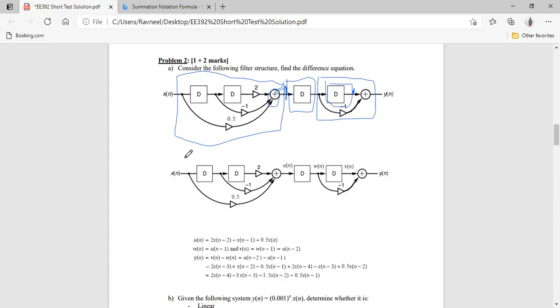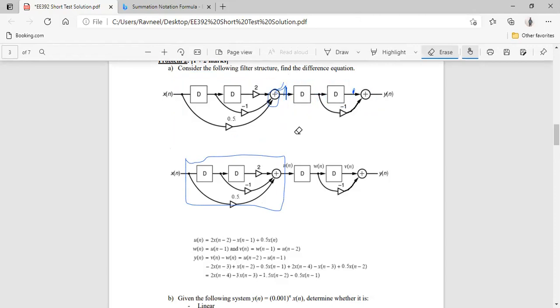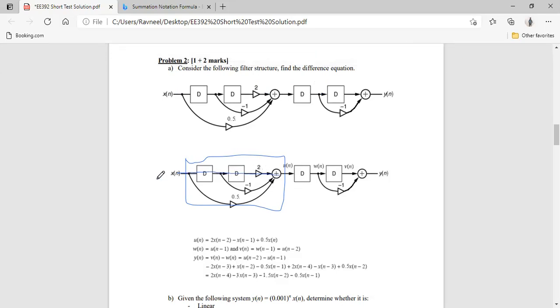If we consider this as one whole system from here till here, and we label this output signal as u of n, then we can write u of n in terms of x of n. If we take the first part, that would be x with 2 delays, that is x of n minus 2, times 2. So this is what we get, the first part.